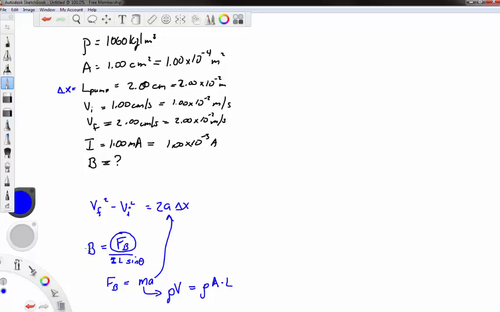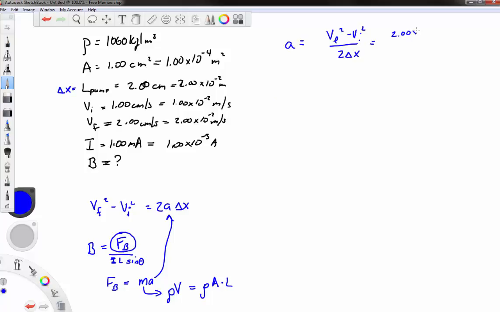This is what we're looking for. Here's the equation. We don't have this one, so here's the equation to get that, and then to get each of these, we have some more equations. This one right here tells us that A is V final squared minus V initial squared over 2 delta x. So we can plug numbers in.